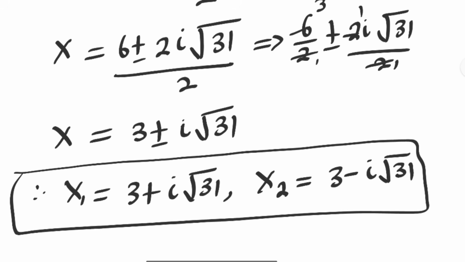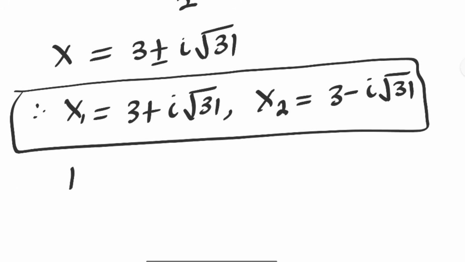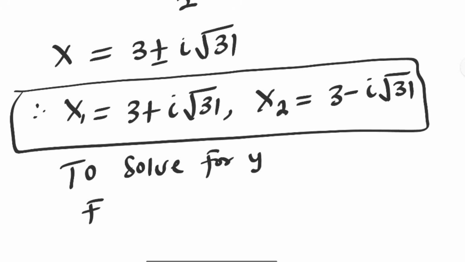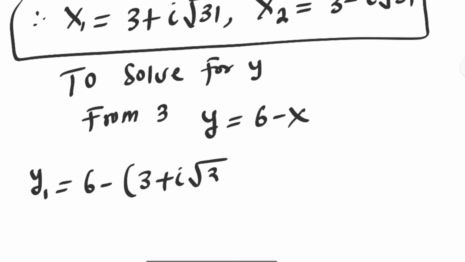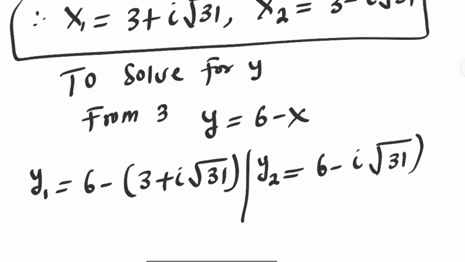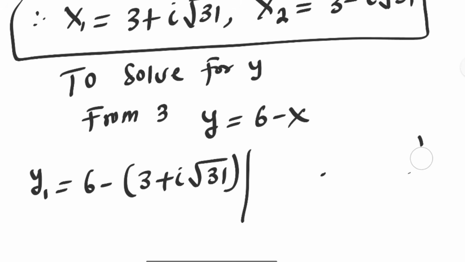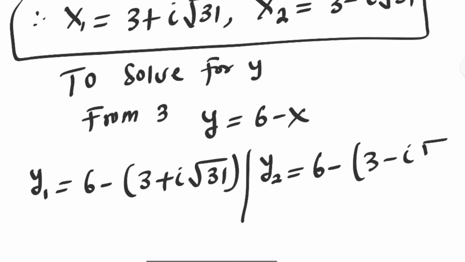We've gotten the values of x. Let us solve for y. To solve for y, from equation 3, y is equal to 6 minus x. y1 is equal to 6 minus x1, which is 3 plus i square root of 31, and then y2 is equal to 6 minus 3 minus i square root of 31.